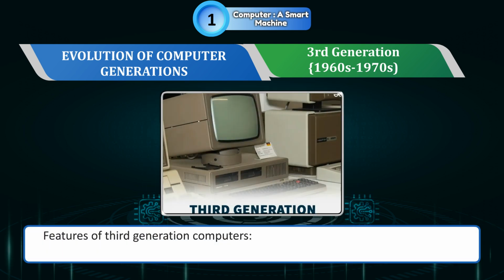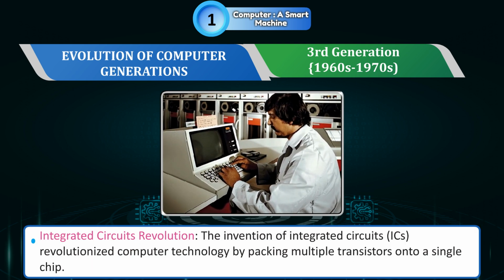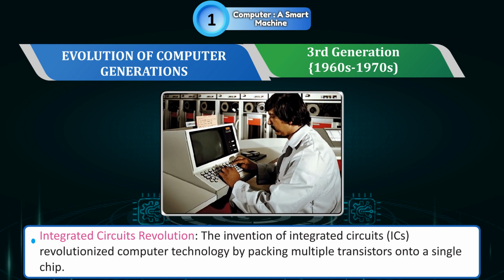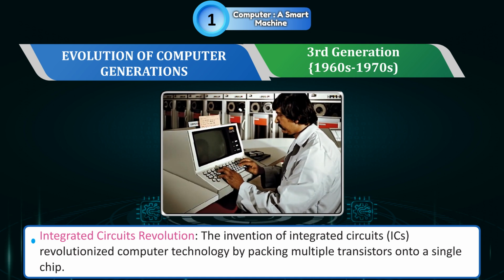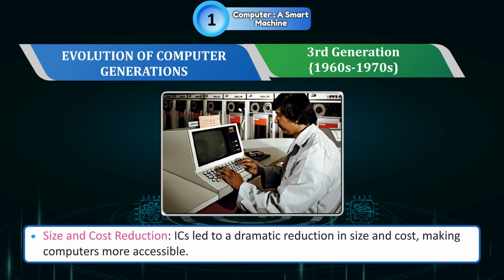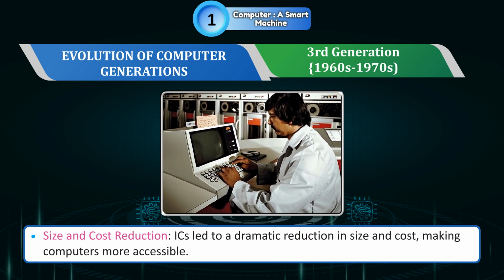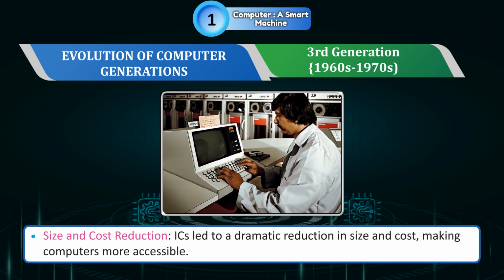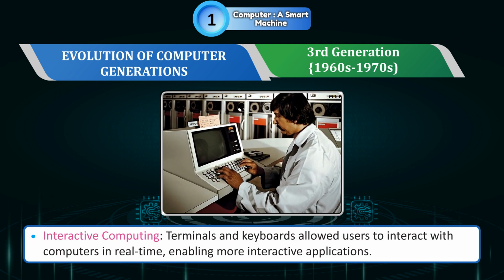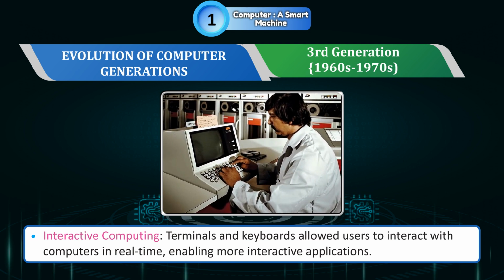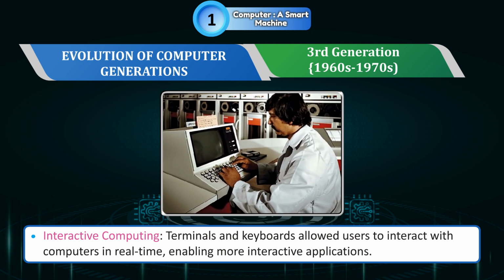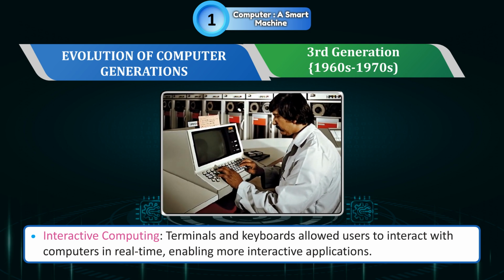Features of third generation computers. Integrated circuits revolution. The invention of integrated circuits, ICs, revolutionized computer technology by packing multiple transistors onto a single chip. Size and cost reduction. ICs led to a dramatic reduction in size and cost, making computers more accessible. Interactive computing. Terminals and keyboards allowed users to interact with computers in real time, enabling more interactive applications.